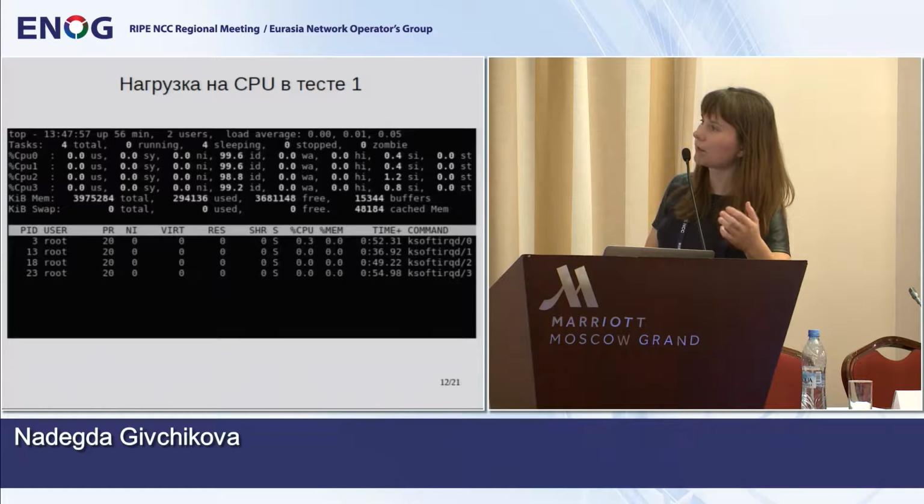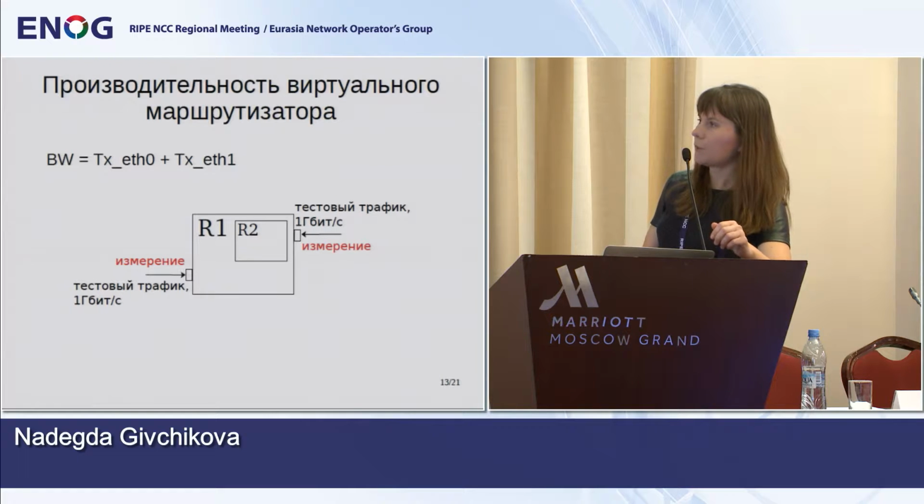I told you we used the specialized network cards that would balance the load evenly between all the processor cores. You can see we have 4 cores, and they are loaded almost evenly. Now, let's take another installation with a virtual router. The test is exactly the same. The packets go through a physical R1 interface and through a virtual R2 interface.